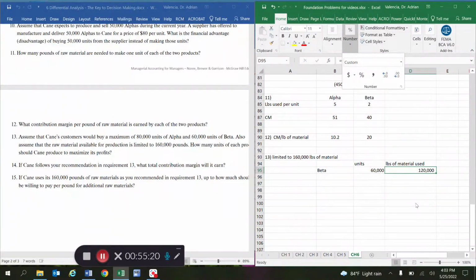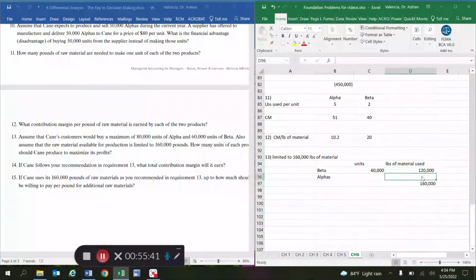So the way we've got to figure this out is, I know that my max right here is 160,000 pounds. I can't get any more material. Okay, so the next question is, how many alphas am I going to make? And it's all dependent on how much material you have. And in this case, you're only going to be able to have 40,000 more pounds of material. Okay, so we maxed out on betas. We can't sell any more. Now we've got to sell whatever amount of alphas corresponds to 40,000 pounds, okay?